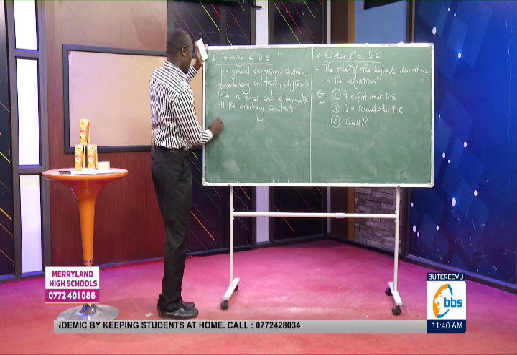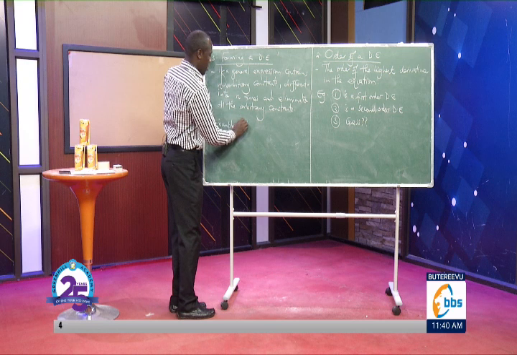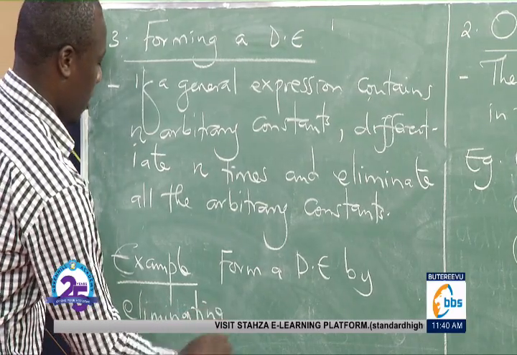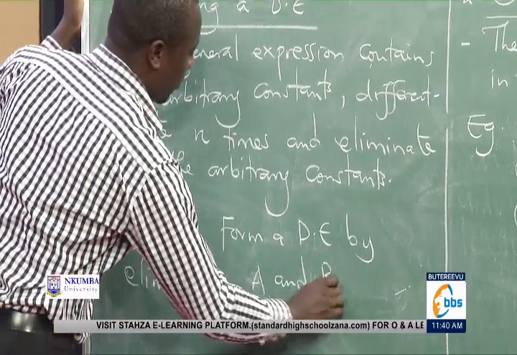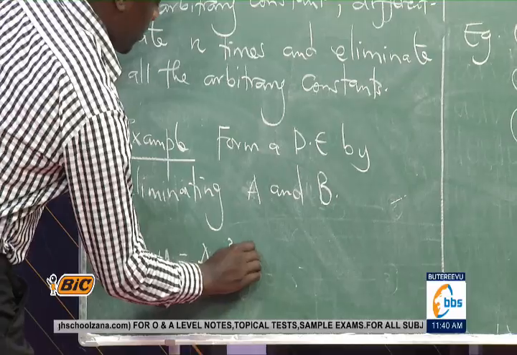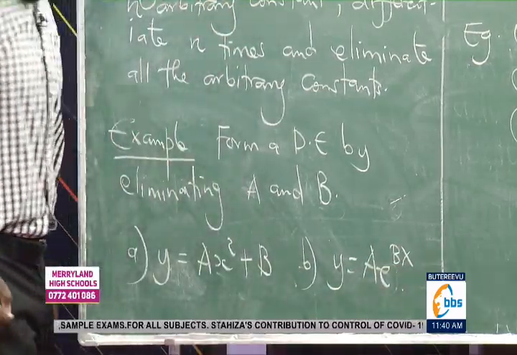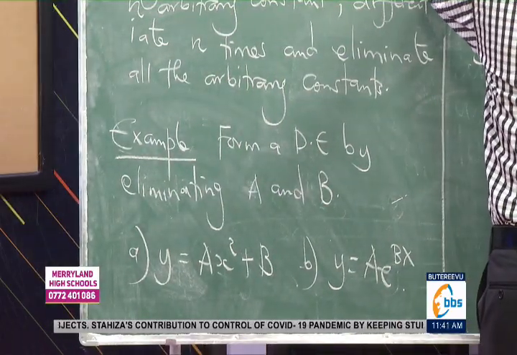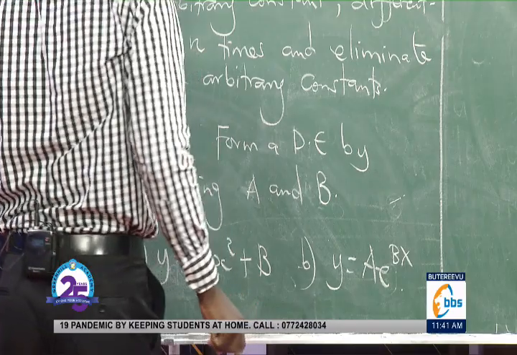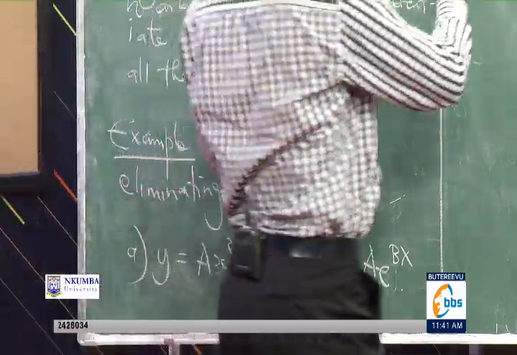For example, mathematics is better understood with examples. Form a DE by eliminating A and B. So we are assuming A and B are arbitrary constants. Part A: y equals ax squared plus b, and part B: y equals A e^(bx). So we want to form differential equations whereby these expressions are solutions to those differential equations. Since we have two arbitrary constants, we are going to have to differentiate 2 times.